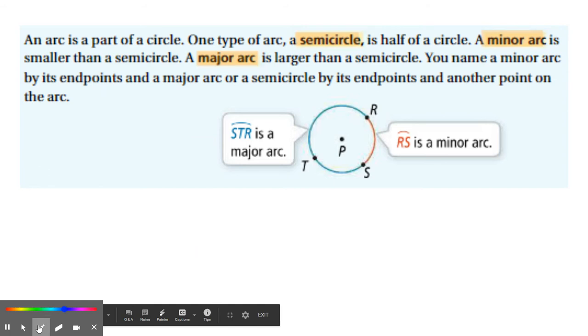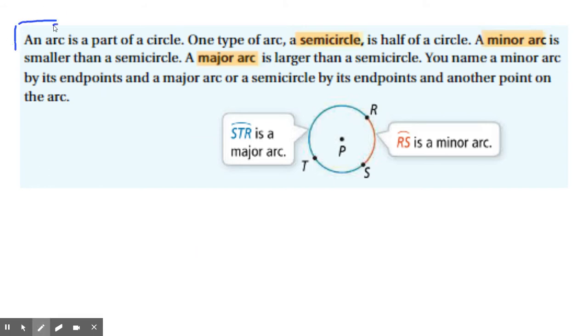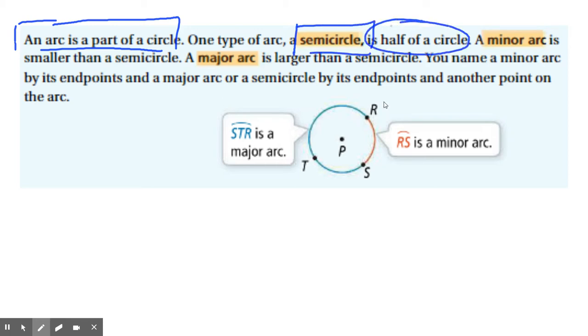Okay. So now let's talk about arcs. An arc, right here, is part of a circle. It's curved. So an arc is a curved part of a circle. Now, there are three types of arcs.